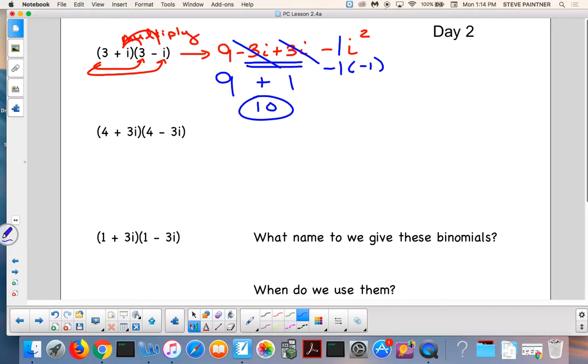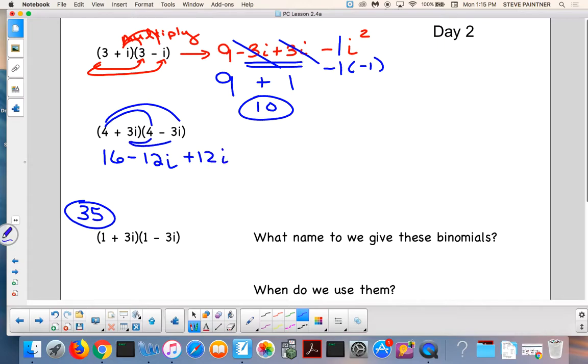Next one. What'd you do when you FOILed it out? You worked it all out. You added like terms, and you got what answer, Howard? 25. Okay. That's what? 16. What's this? Minus 12i. What's this? Plus 12i.